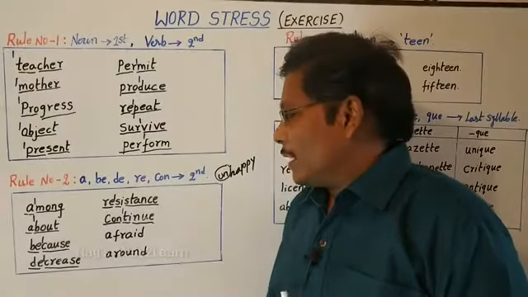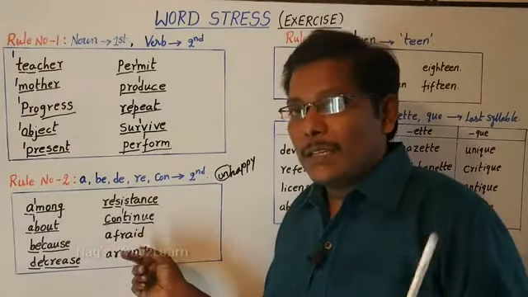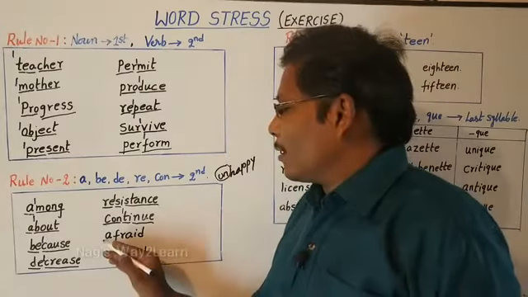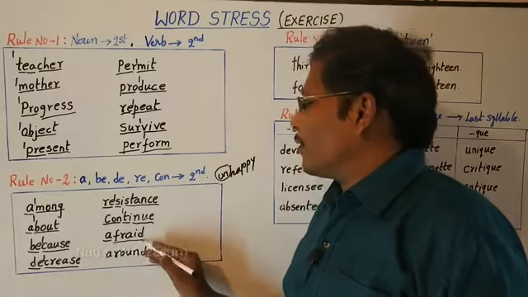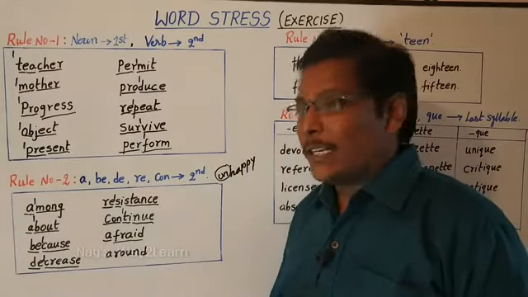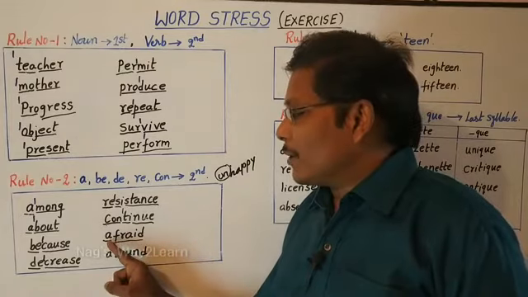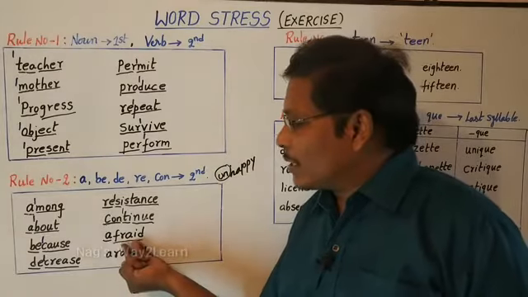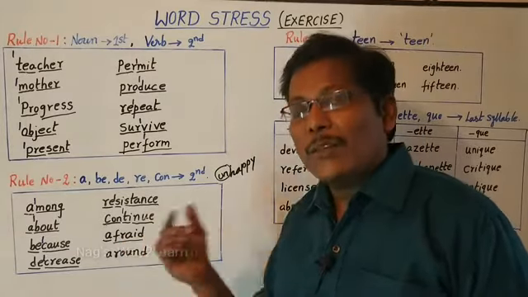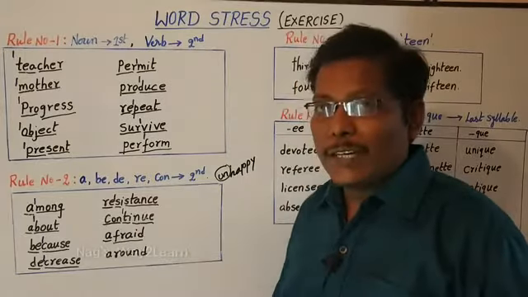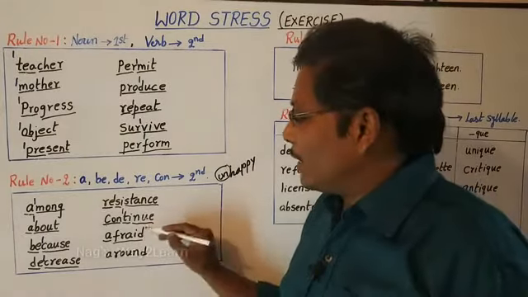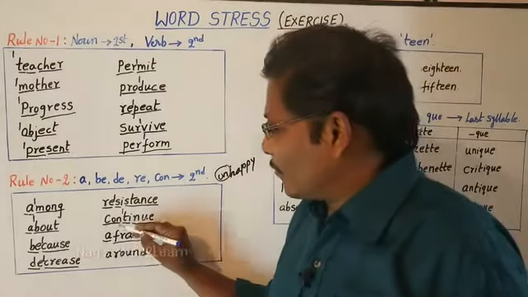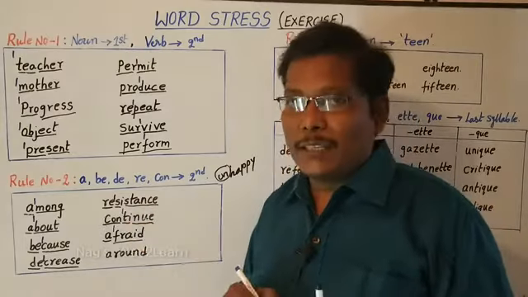Okay, next word, you see afraid. Afraid. Here also there are two syllables, a, and F-R-A-I-D, fraid. So here you can find the prefix a. If a is there, the stress is on the second syllable. So you put the stress on the second syllable. What is the second syllable? Fraid, F-R-A-I-D, fraid. So you put the stress mark on fraid. Where does this syllable start from? From F. So you put the stress mark on F like this.